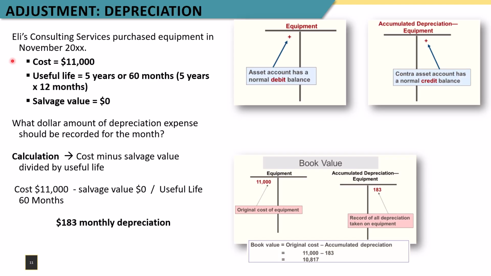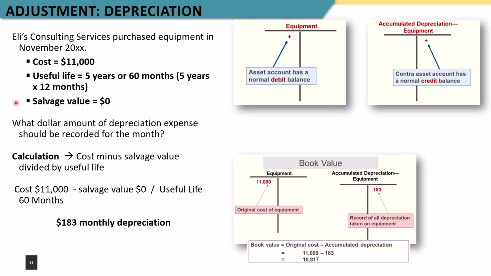Now we're ready to calculate the depreciation for Eli's consulting equipment assets. Eli's consulting services purchased equipment in November for $11,000. The useful life is 5 years. The salvage value is $0. And Eli's consulting services uses the straight line method.